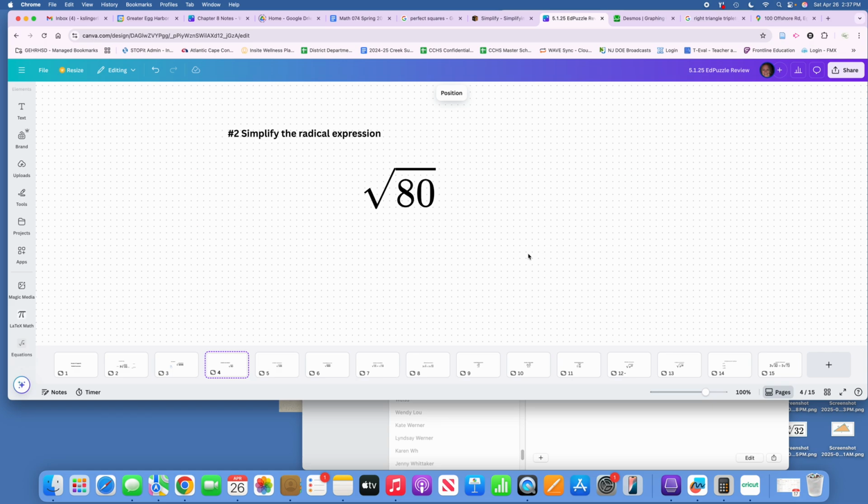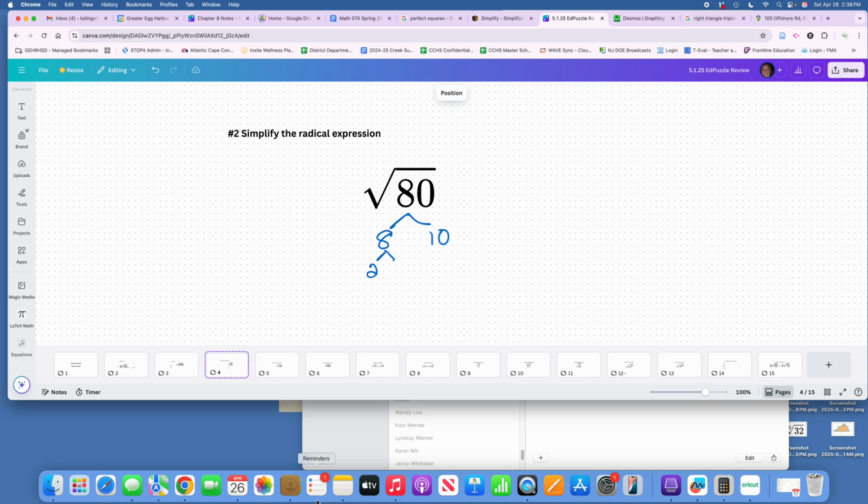Simplify the radical expression. Sorry, let me delete that line. We want 2 factors of 80, okay? Because you can either look at this and find the perfect squares by looking at them, or you can break it down into primes. So I'm going to break it down into primes. So I can do 8 and 10.